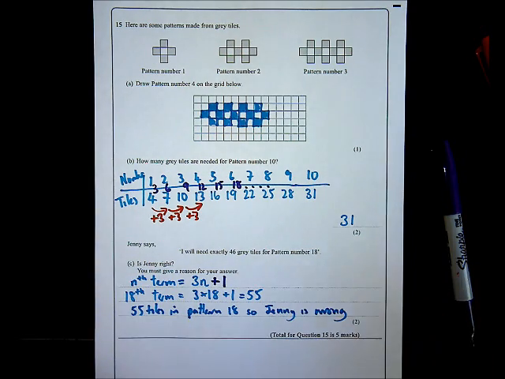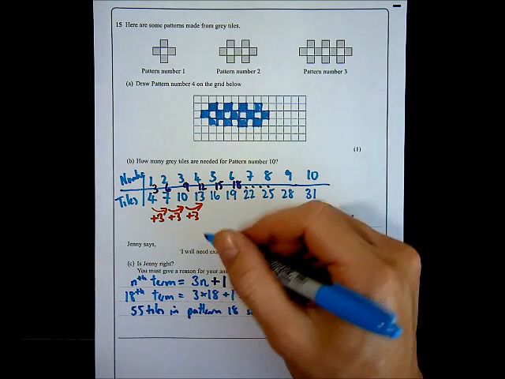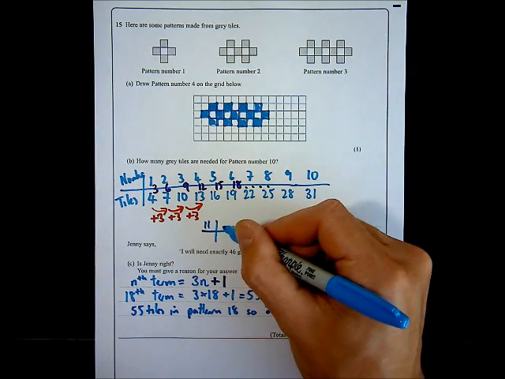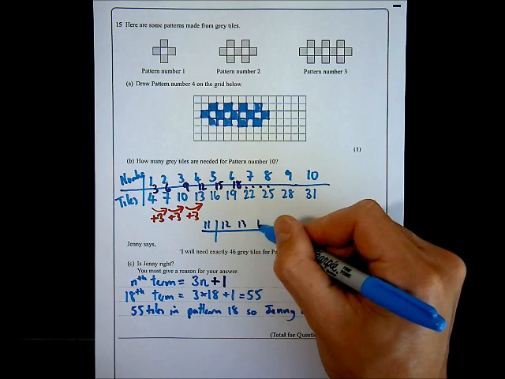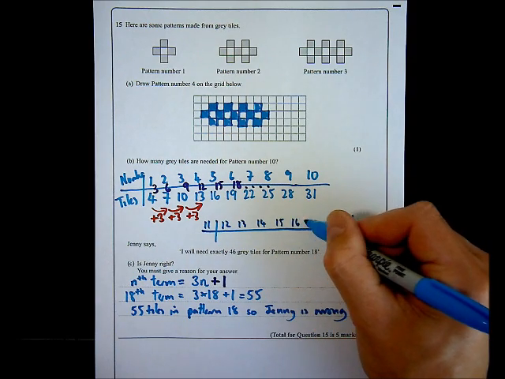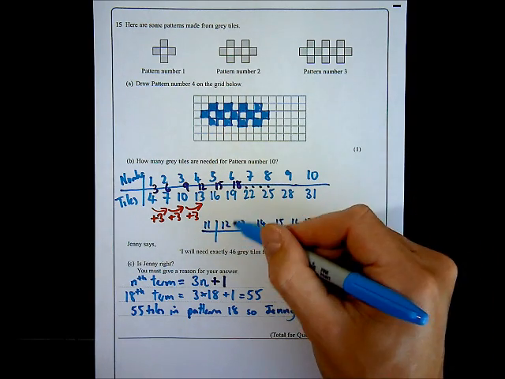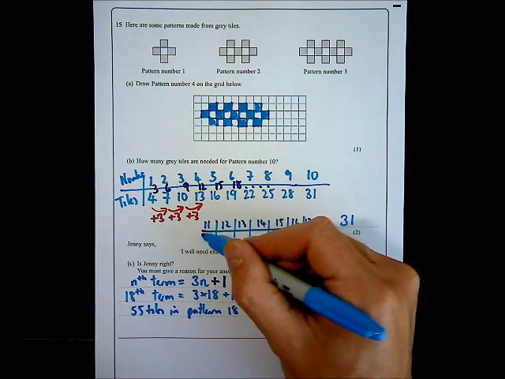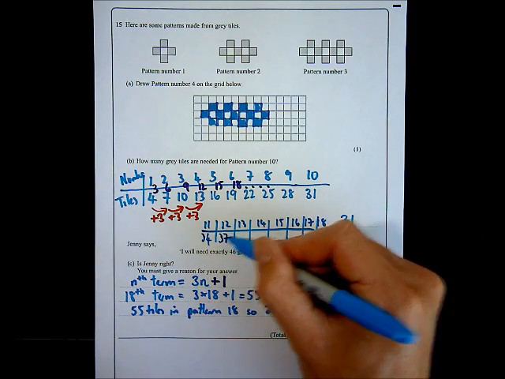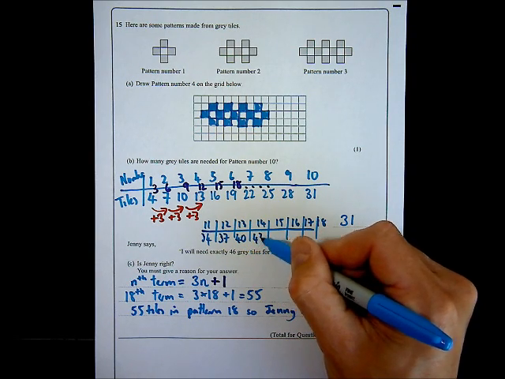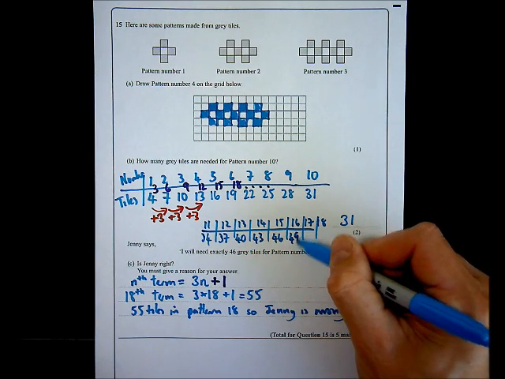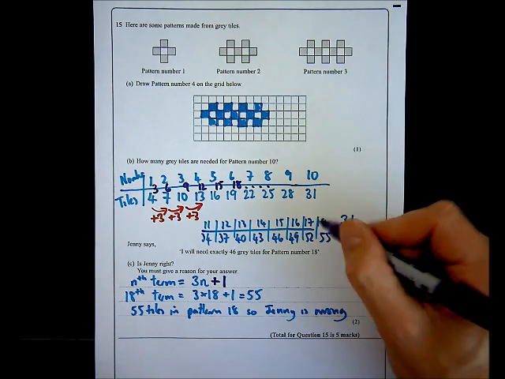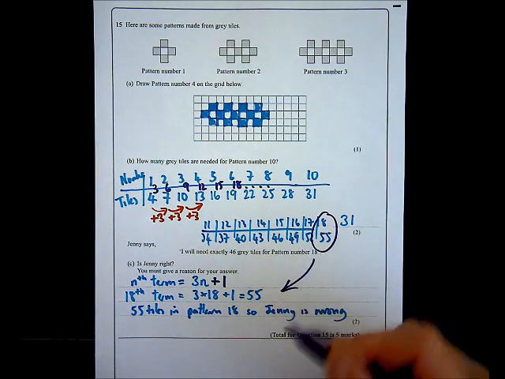Now if you don't like that, you can of course carry this table on, and again, if I did that in the space here, I would need to go pattern number 11, 12, 13, 14, 15, 16, 17, and 18, and then add in 31 add 3 will be 34, add another 3 will be 37, and continue that, and I'm going to get the same answer, 55 tiles, that I got here.